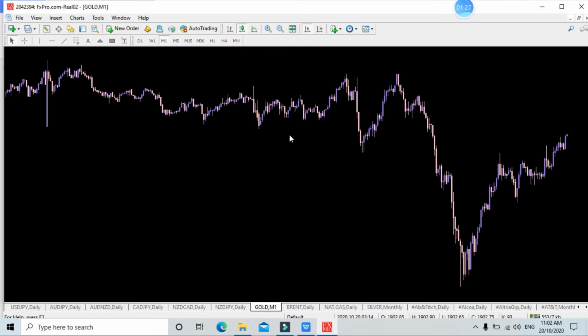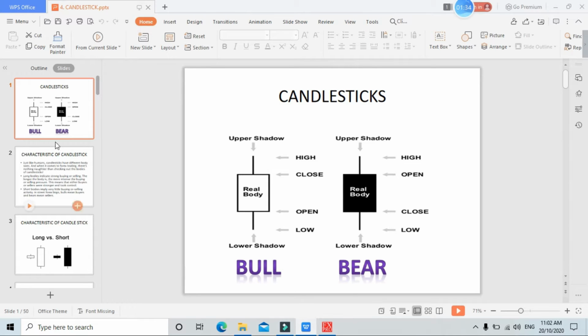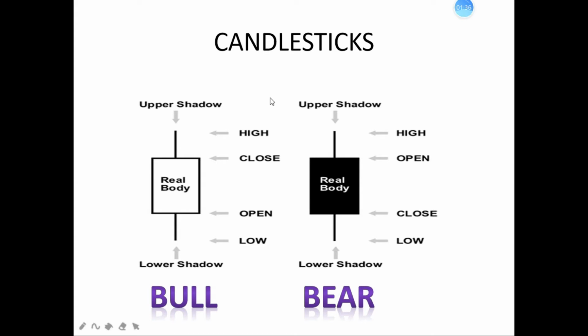Since we are using this chart, it is very important that we specialize in these candlesticks. So from the very first class for the candlestick, I need to show you this is the real body of the candlestick. This is the bull and this is the bear. What do we mean by bull and bear? Bull means the price is going up. Bear, the price is going down. This is the shadow of the candlestick.